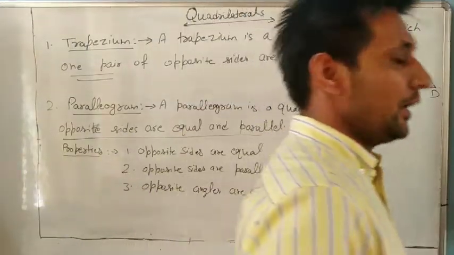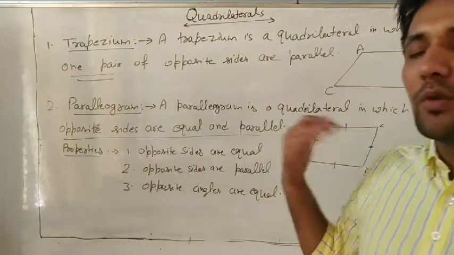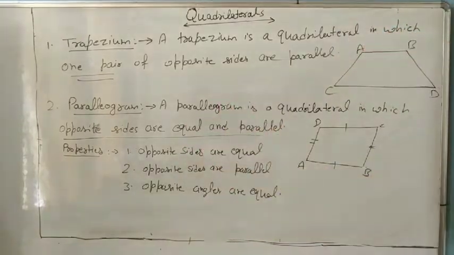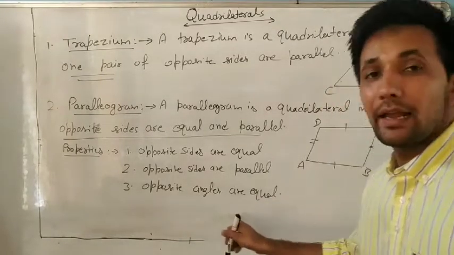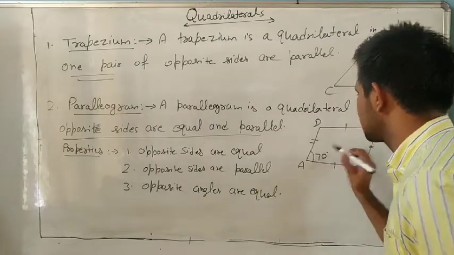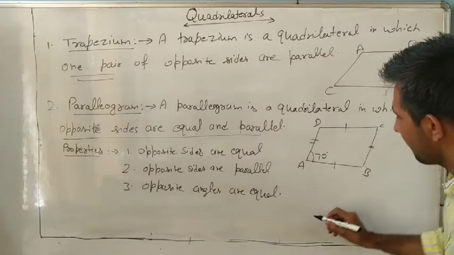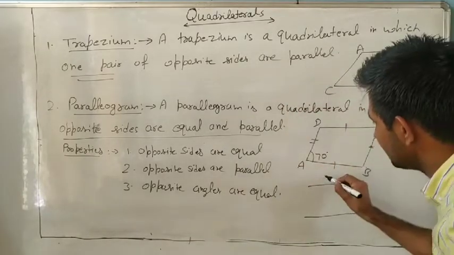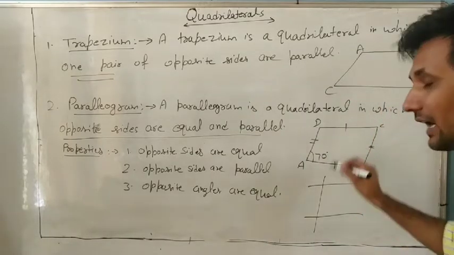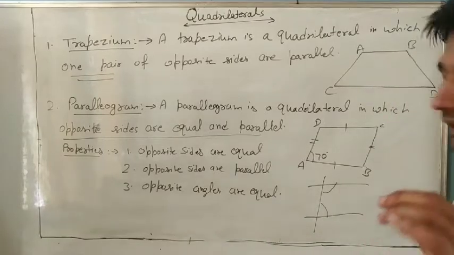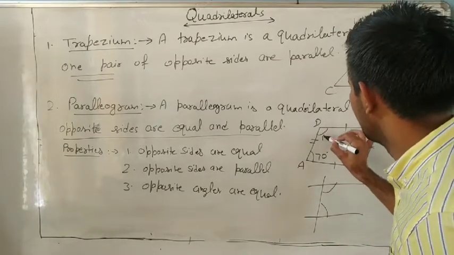Understand it? Some more properties we will discuss in this chapter, but now you will remember these. This one we already discussed in 8th class. Now, why are opposite angles equal? You can check it. Suppose this angle is 70 degrees. And we know AB is parallel to DC, and AD is a transversal line. If a transversal line cuts, the sum of the interior angles on the same side is always 180. So it means this is 110.